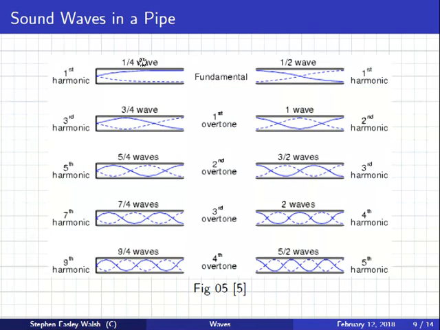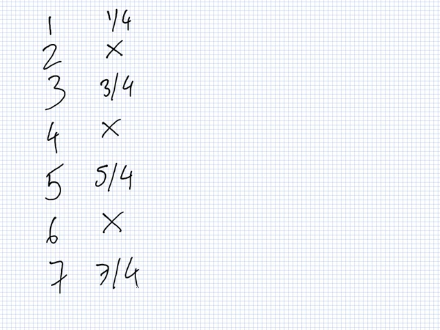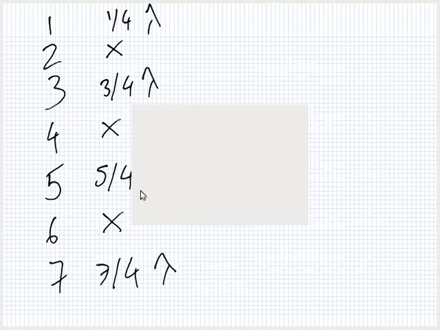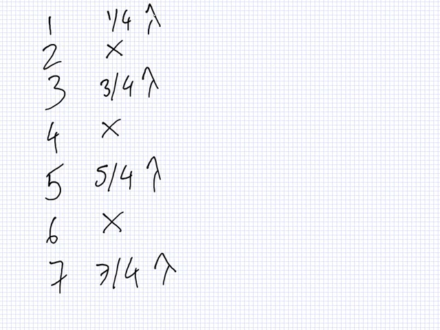So we have first, second, third, fourth, fifth. Actually, I'll put the 3 down, but I'll just skip it. Okay, so for 1, we have a quarter. 2, nothing. 3, we have 3/4. Next one, 5 over 4. Nothing. 7 over 4. And these are all wavelengths. So in the first picture here, we have a quarter of the wave. I won't really put lambda, I'll just write quarter.